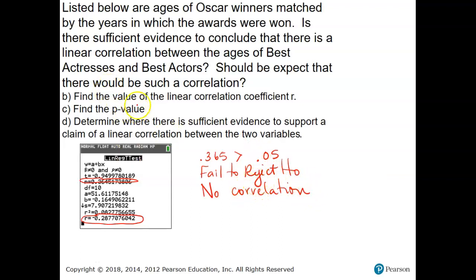So I found the p-value. My R was negative 0.288. My p-value was 0.365. And we're going to say that there is no correlation between the two values, no linear correlation between the two values.